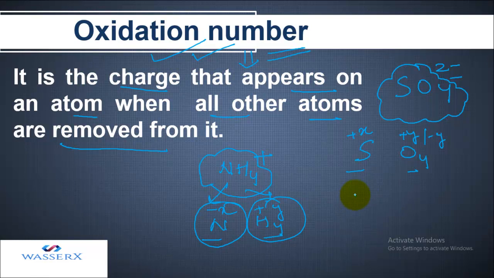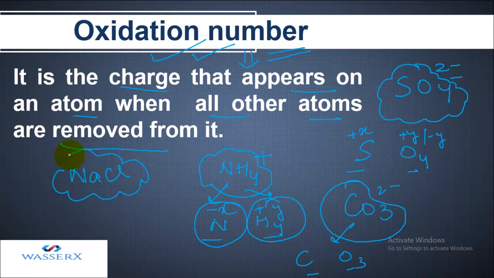Similarly, if I talk about the carbonate ion, it is CO3 2 negative. The overall charge is 2 negative. But when I separate them, they will have some other charge, and that is referred to as their oxidation state. Let's take another example. If I have NaCl, it's a neutral molecule. It has no charge on it, right? But when I separate them, they will have certain charges, and those charges represent their oxidation state or oxidation number. So let's study more about oxidation number.